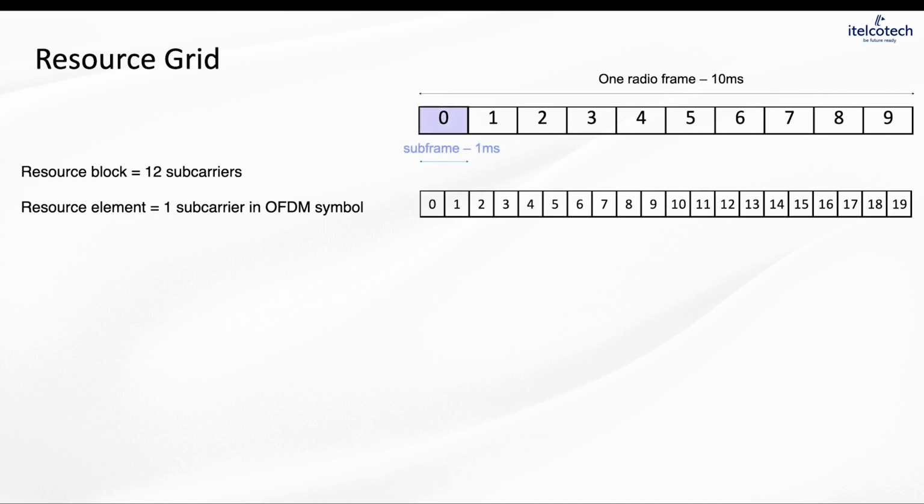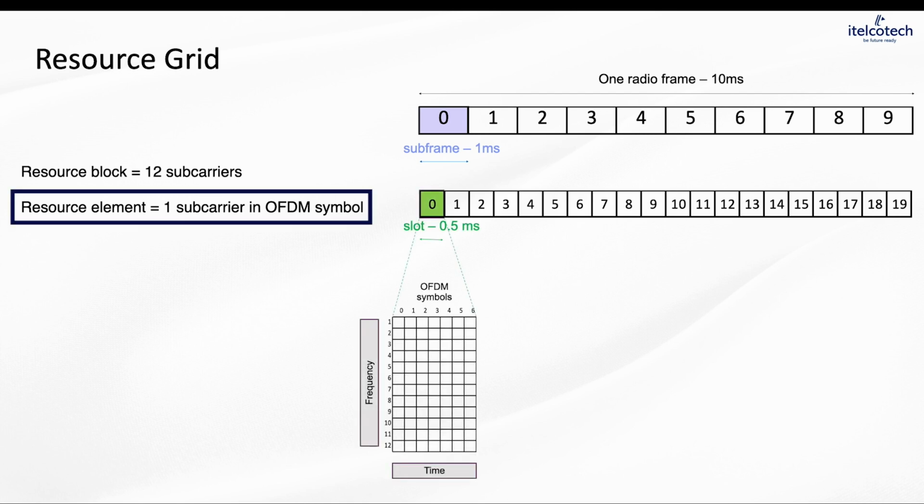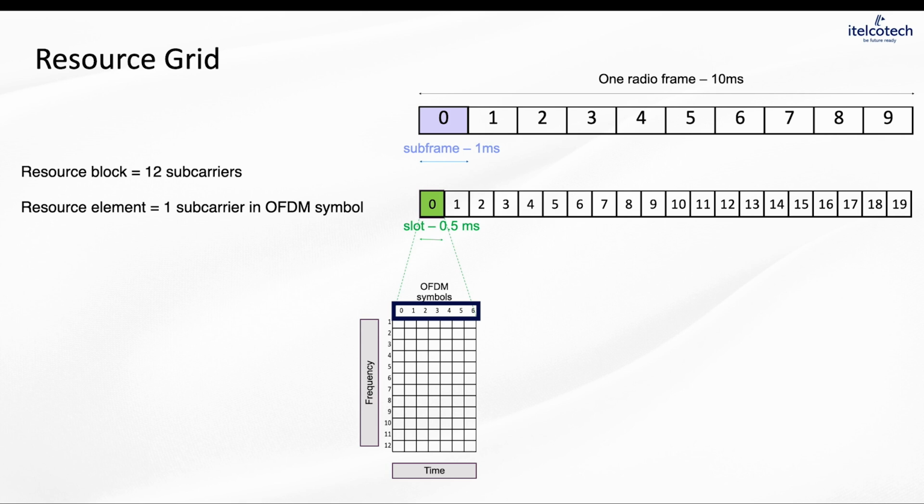So one radio frame here, in this case, if we are just converting into a slot of 0.5 millisecond, in that case, we have certain OFDM symbols in time domain, 0 to 6. So total 7 OFDM symbols in 0.5 millisecond, total 14 OFDM symbols in 1 millisecond subframe. On the frequency side, if you see, we have subcarriers ranging from 1 to 12 in this case. And now we have small boxes here.